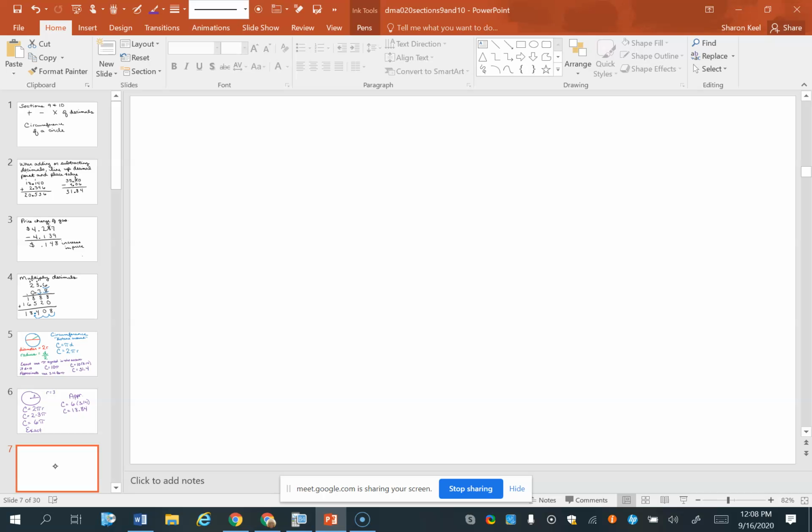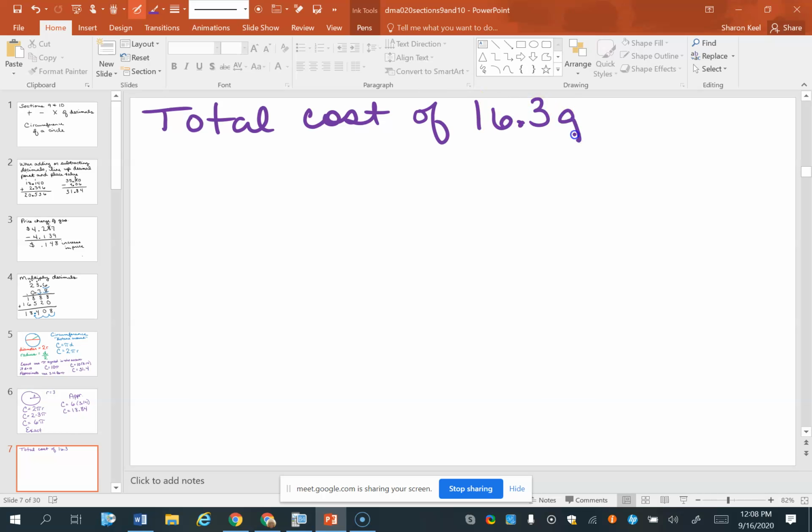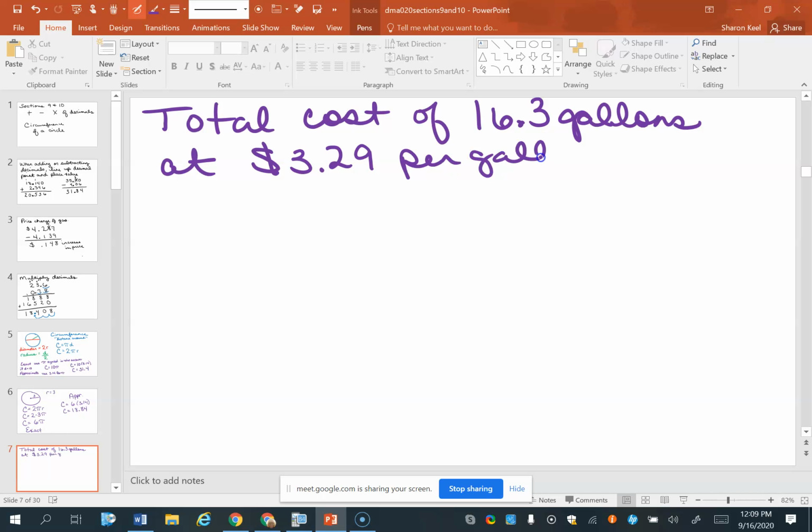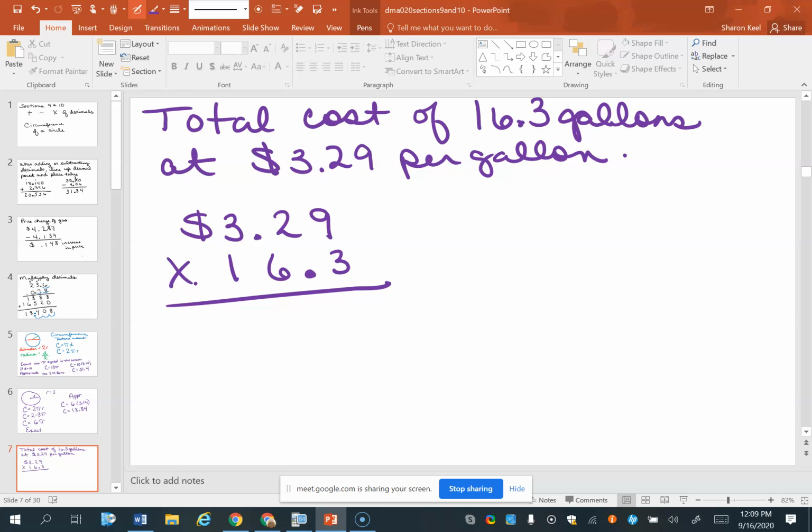So let's do an example of that. What is the cost in dollars of 16.3 gallons of gas at $3.29 per gallon? So we want to find the total cost of 16.3 gallons at $3.29 per gallon. If I'm calculating this, I'm going to multiply 3.29 by 16.3. And notice, we do not have to line up those decimals.